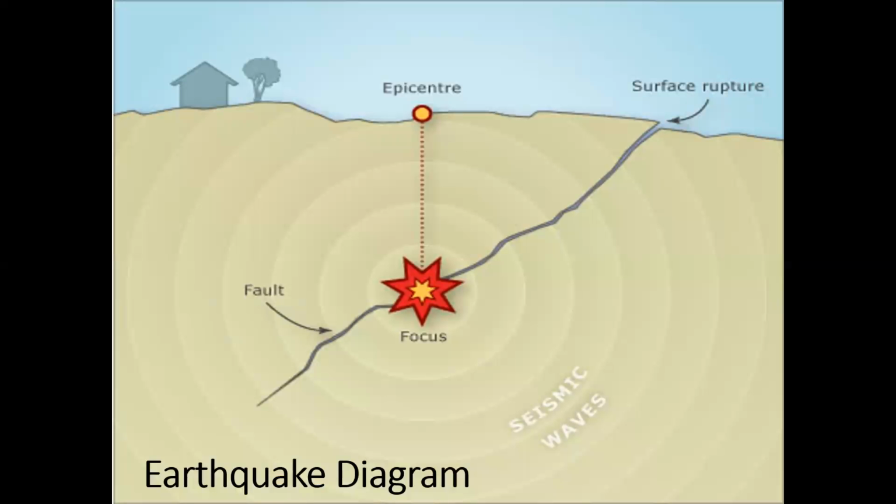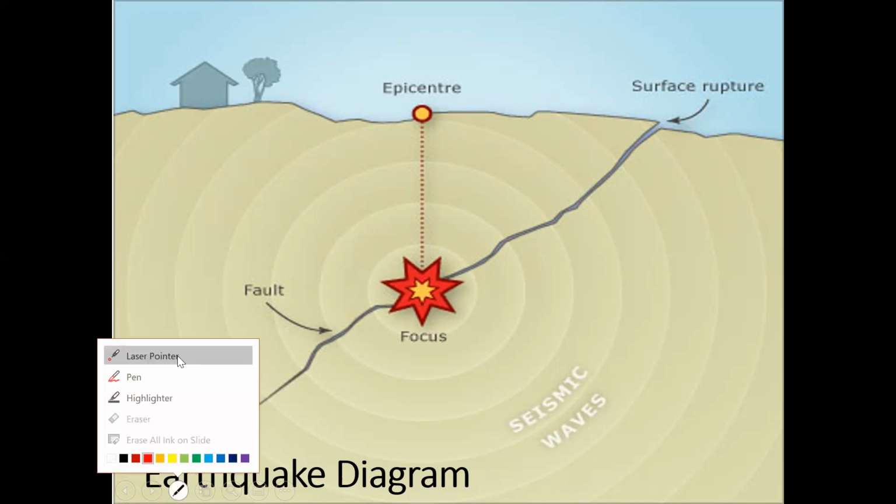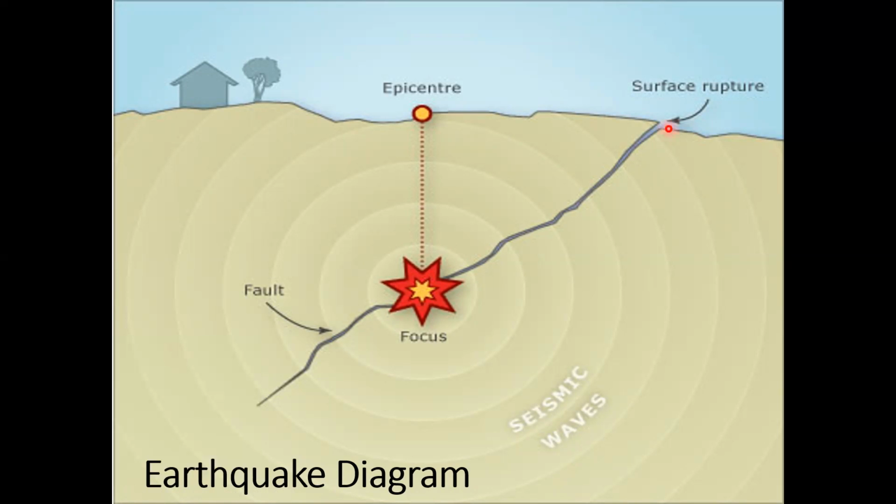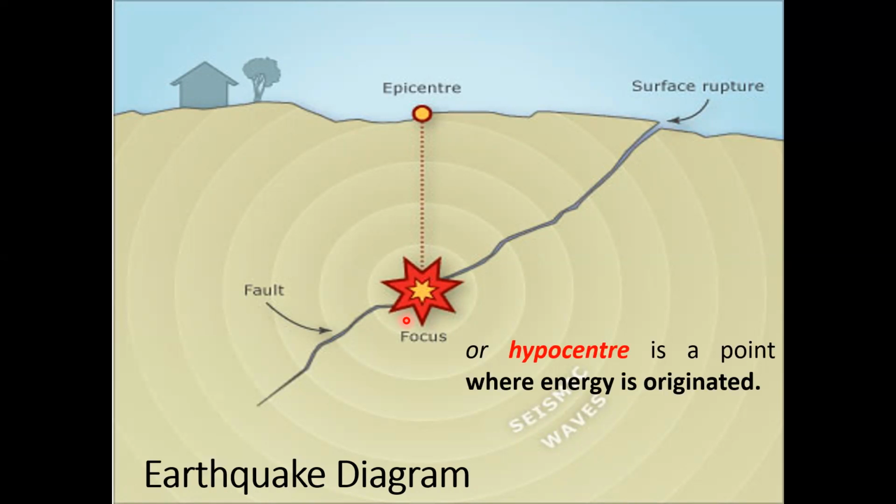This is the earthquake diagram. We have the focus, the epicenter, and the surface rupture. Let's start with the focus. Focus or hypocenter is the point where energy originated. The focus is the point underground where rocks first began to move. Seismic waves travel outward from the earthquake's focus.